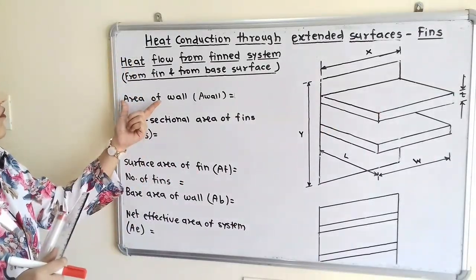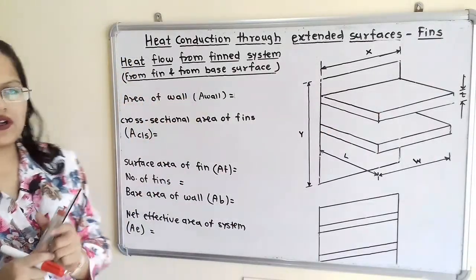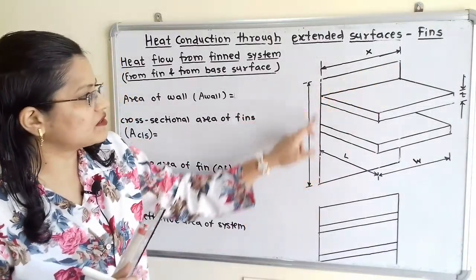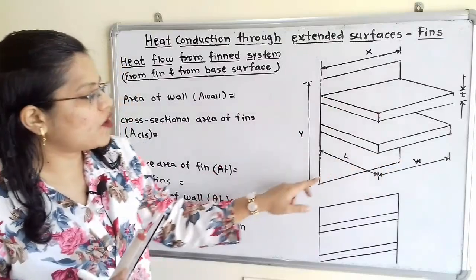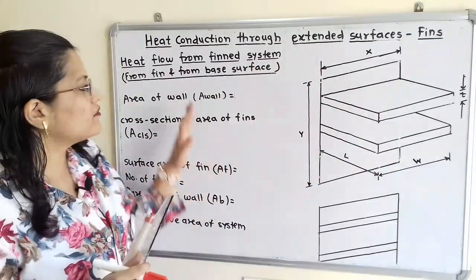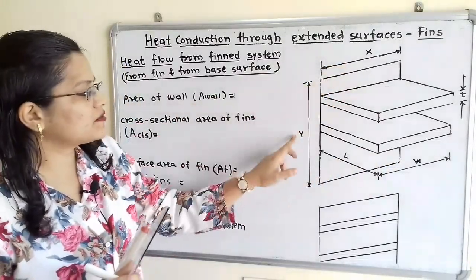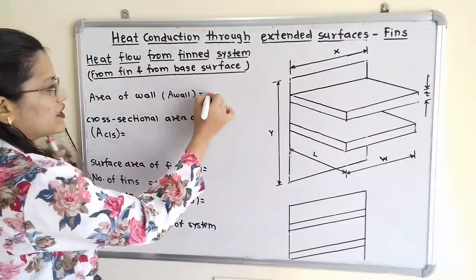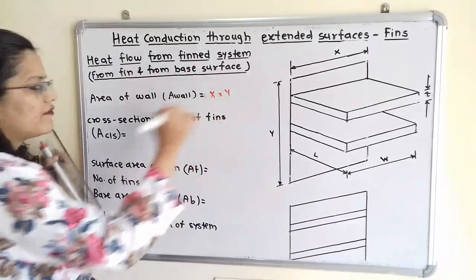We will first move to the area of wall. So what is the area of wall? Suppose we consider the dimensions, then we will consider this wall as a rectangle shape, and the area of wall is x multiplied by y. So we will write here, A wall is the notation, x multiplied by y.